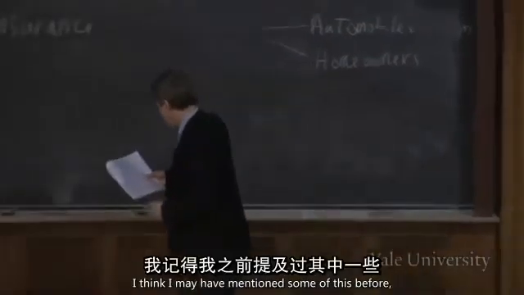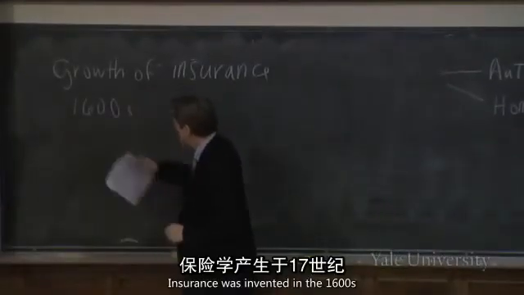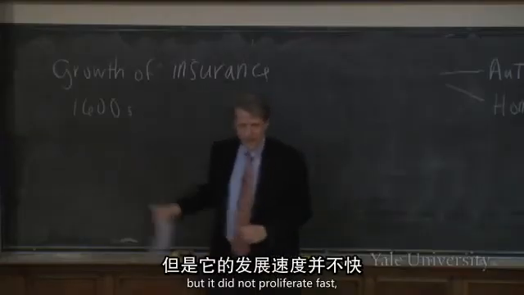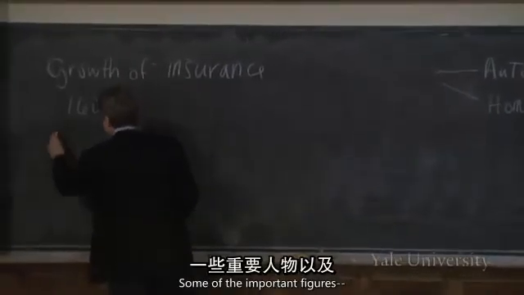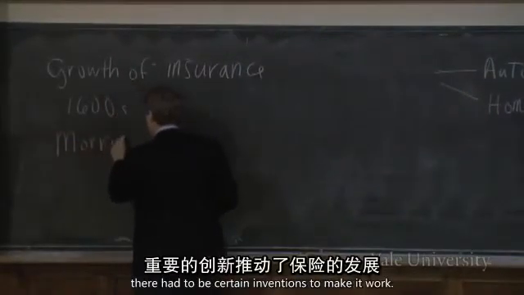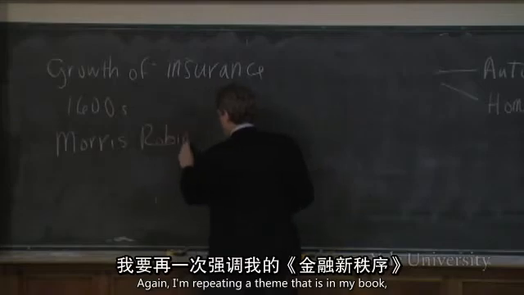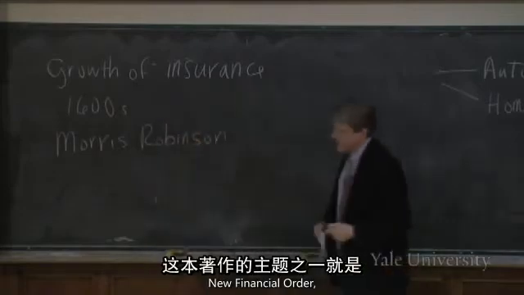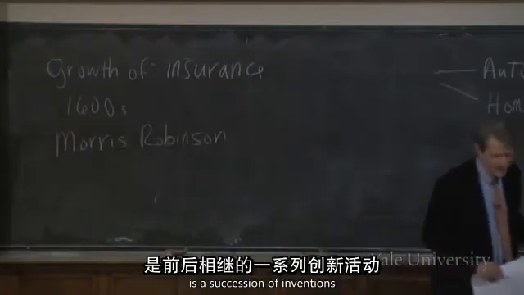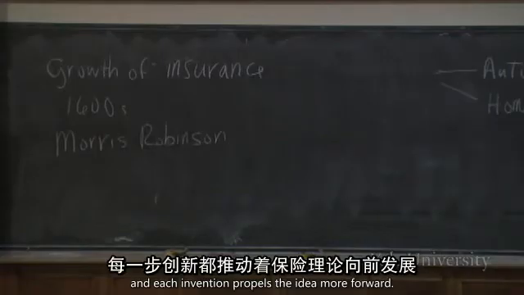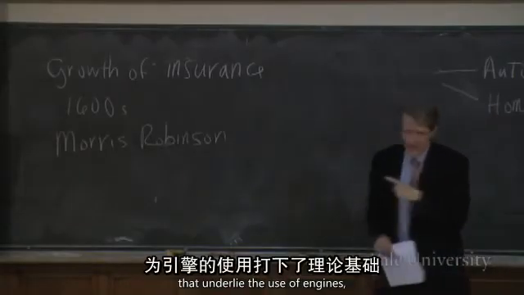I may have mentioned some of this before, but let me give this history. Insurance was invented in the 1600s, but it did not proliferate fast. It proliferated only very slowly. And there had to be certain inventions to make it work. Again, I'm repeating a theme that is in my book, New Financial Order, that financial innovation and insurance innovation is a succession of inventions. And each invention propels the idea more forward. So it's like we have laws of thermodynamics that underlie the use of engines.